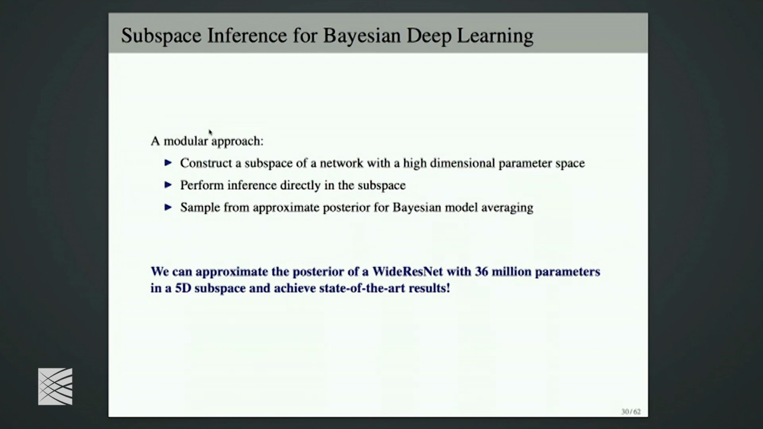And so we found that in following this procedure, we could actually approximate the posterior of a wide ResNet that has 36 million parameters, even in a 5-dimensional subspace, and achieve very good results. So the intuition is that even though the parameter space is extremely high dimensional, a lot of the interesting variability of the function could be captured in a really low dimensional subspace.